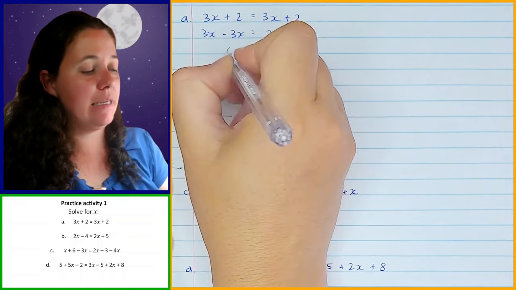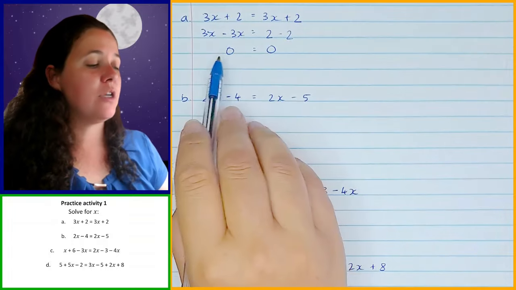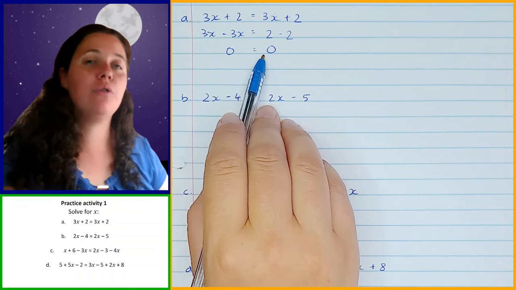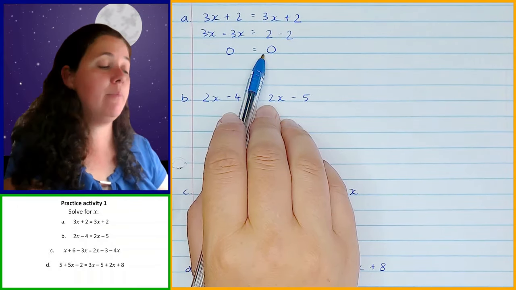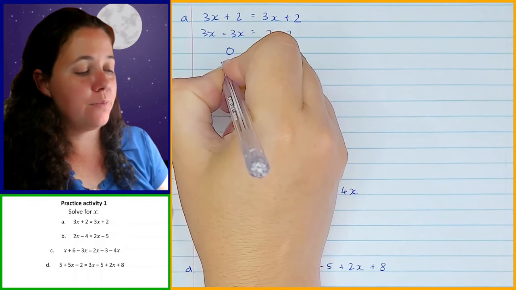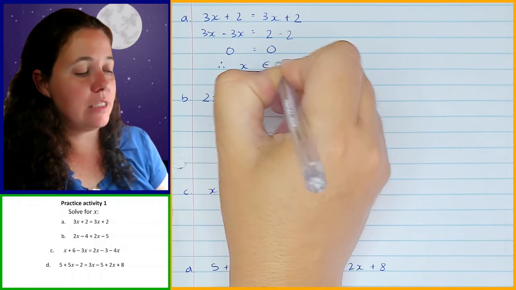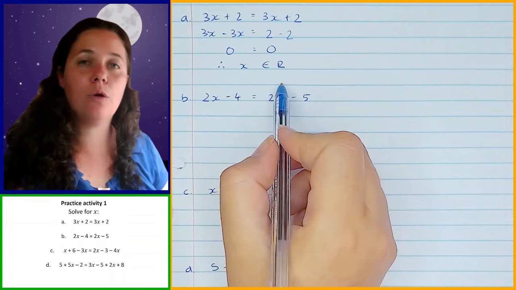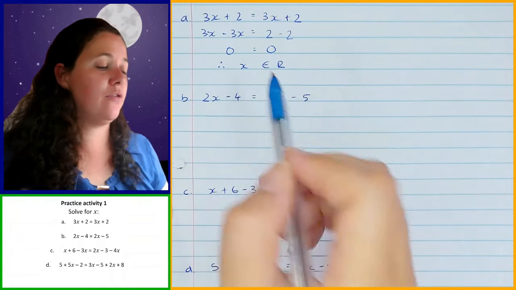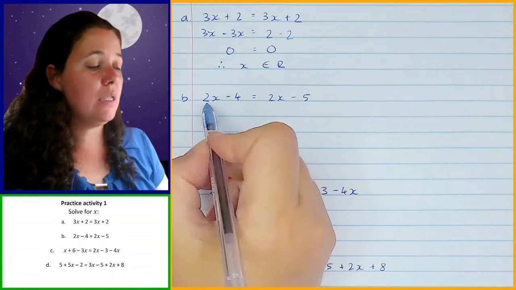So this gives me 0 equal to 0. Because I end up with 0 equal to 0, this one number equal to the same number, I can say, therefore, x is an element of all real numbers. Okay, so that is what you get for that example.